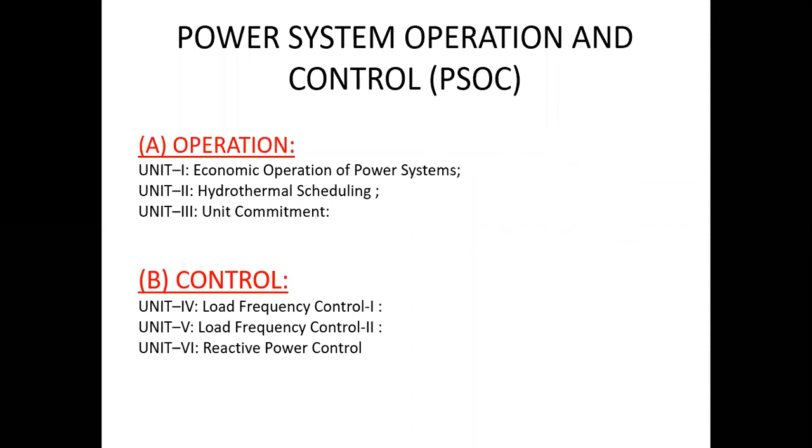And coming to the fourth and fifth units, those two units are related to frequency control 1 and frequency control 2. And coming to the last unit, by controlling the reactive power, we can control the voltage profile. So this is the brief idea about power system operation and control.